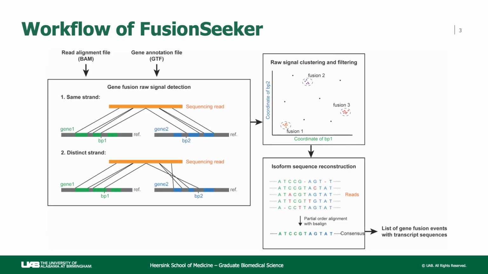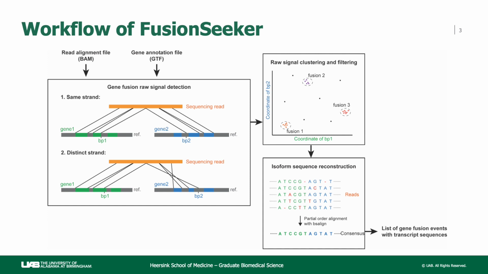Here we have a figure showing the overall workflow for FusionSeeker. If a user has done long-read RNA sequencing, we need them to run minimap2 to generate the read alignment file in BAM format. We also need the gene annotation file in GTF format as the input so that we can know the location of all the genes.